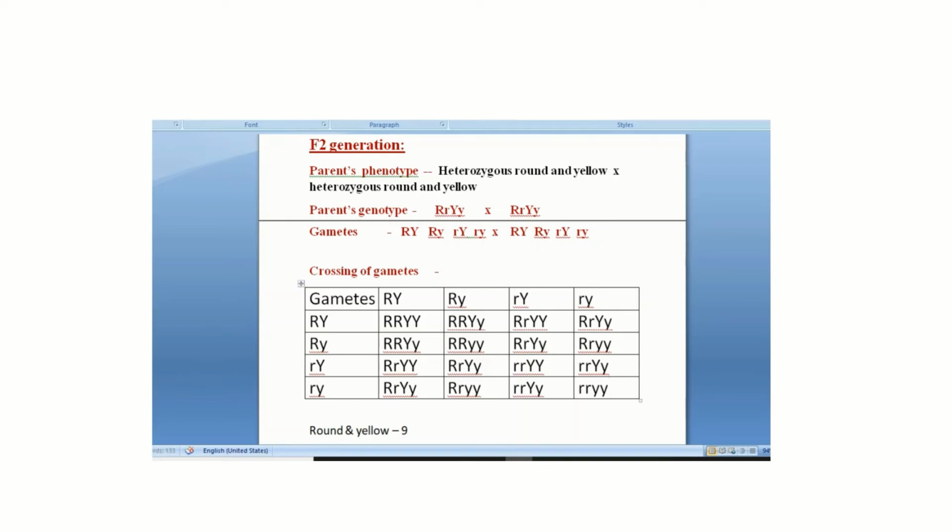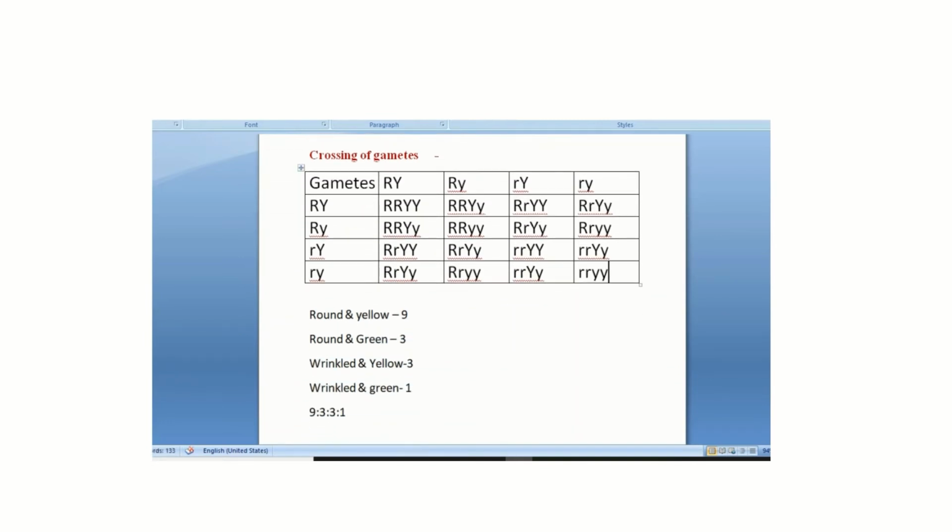Now after crossing this, we will check what these gametes are growing out as. How will they express themselves? What visible character are they showing? So the first one you see it is round and yellow, round and yellow, round and yellow, round and yellow. Similarly here, round and yellow, round and yellow. Now the next third line, round and yellow, round and yellow, round and yellow. So finally we are getting 9 round and yellow here. First line 4 we have, then 5, 6, 7, 8 and 9. So 9 round and yellow we got.